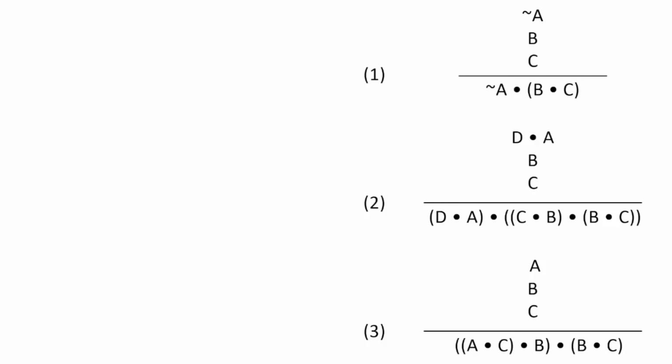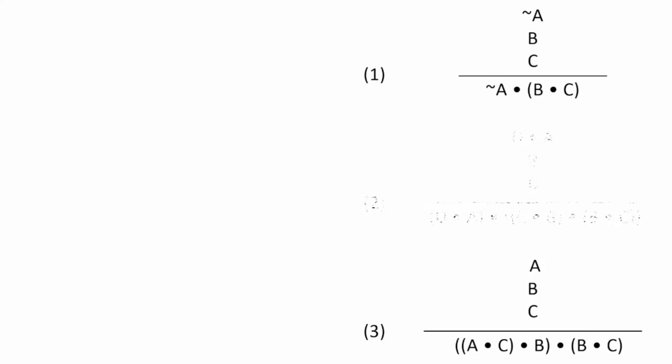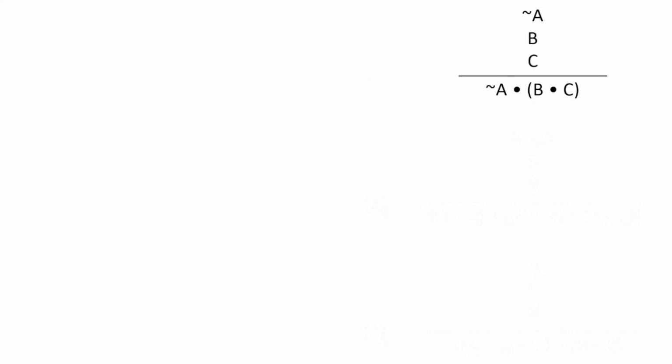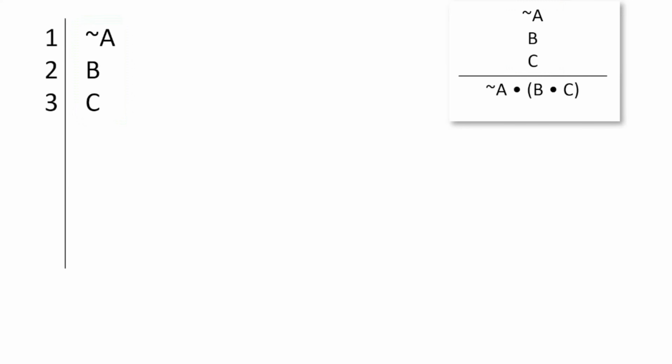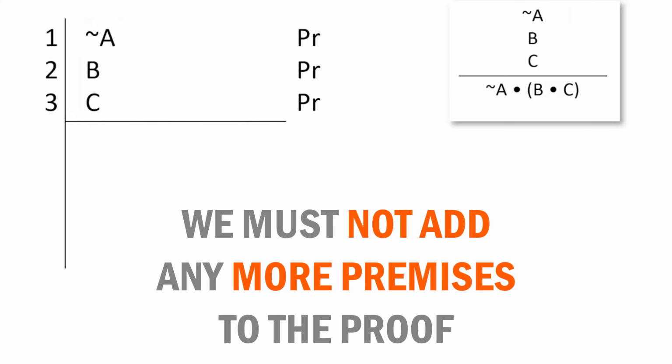Before we begin our first proof, let's see how to set it up. This is the argument we want to show to be valid in a proof. We basically begin by drawing the derivation line. We then list all the premises. We number each line, each premise, and we justify them as premises. We then use the premise line to close off our premises. We are not allowed to add any more premises to the proof.